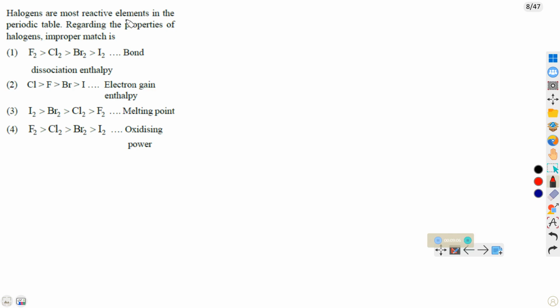Halogens are the most reactive elements in the periodic table. Regarding the properties of halogens, find the improper match. The bond dissociation energy order is given. This is the only improper match. The bond dissociation energy order is chlorine greater than bromine greater than iodine. Once check the atomic properties.